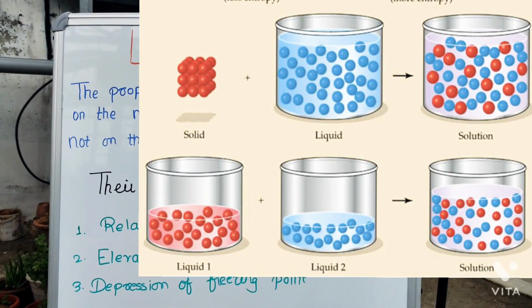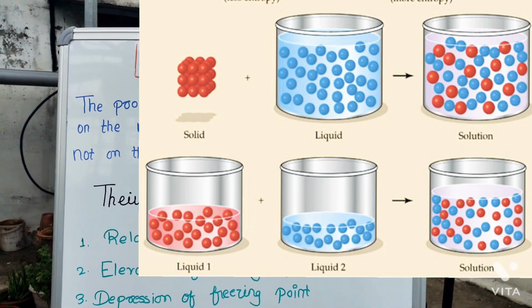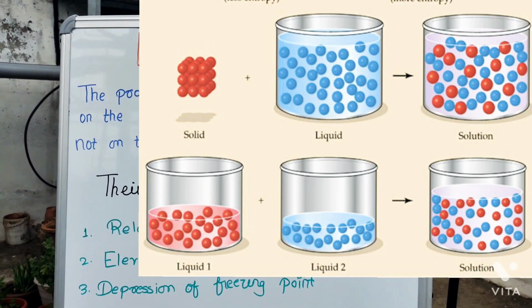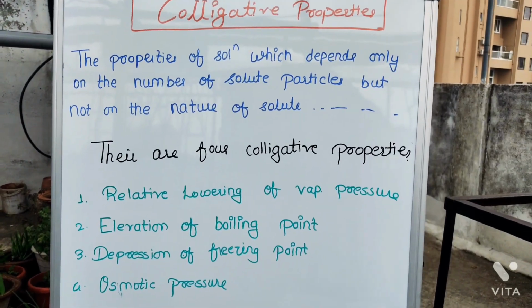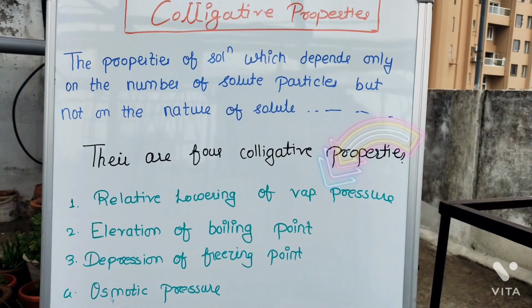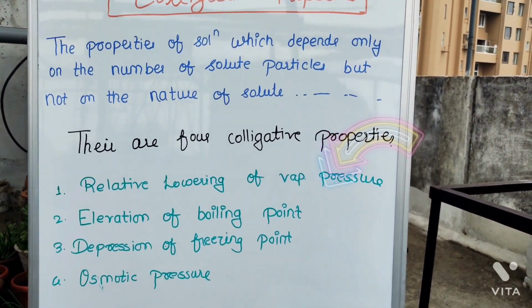Next one is the colligative properties. The properties of a solution which depend only on the number of solute particles but not on the nature of the solute. There are four colligative properties: relative lowering of vapor pressure, elevation of boiling point, depression of freezing point, and the last one is the osmotic pressure.